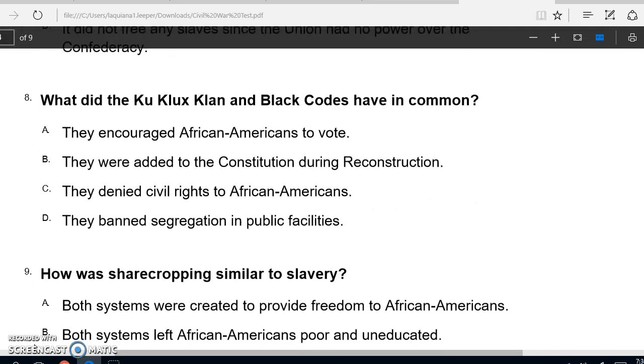Number 8. What did the Ku Klux Klan and Black Codes have in common? A. They encouraged African Americans to vote. B. They were added to the Constitution during Reconstruction. C. They denied civil rights to African Americans. D. They banned segregation in public facilities.